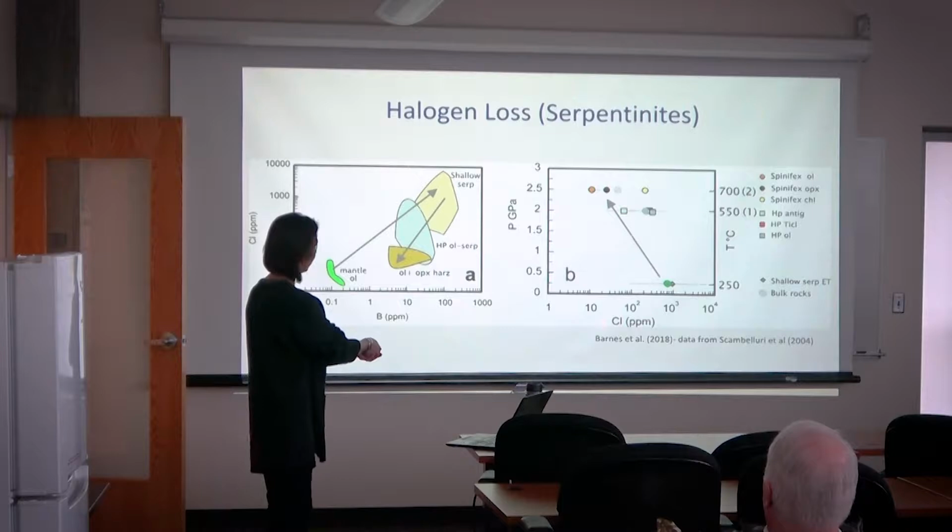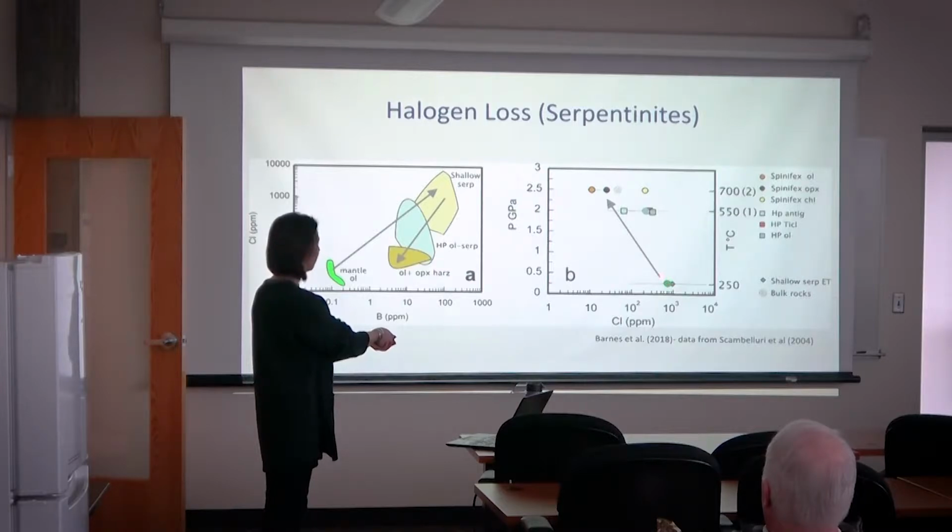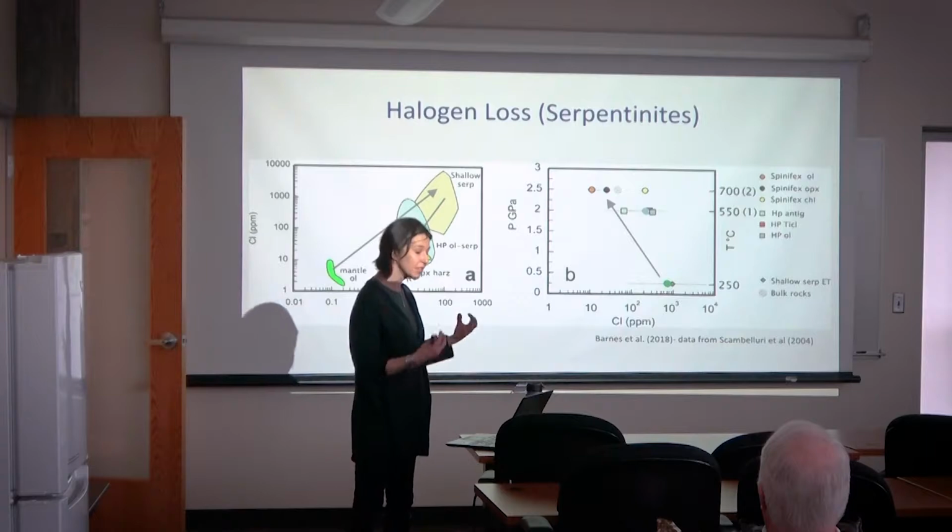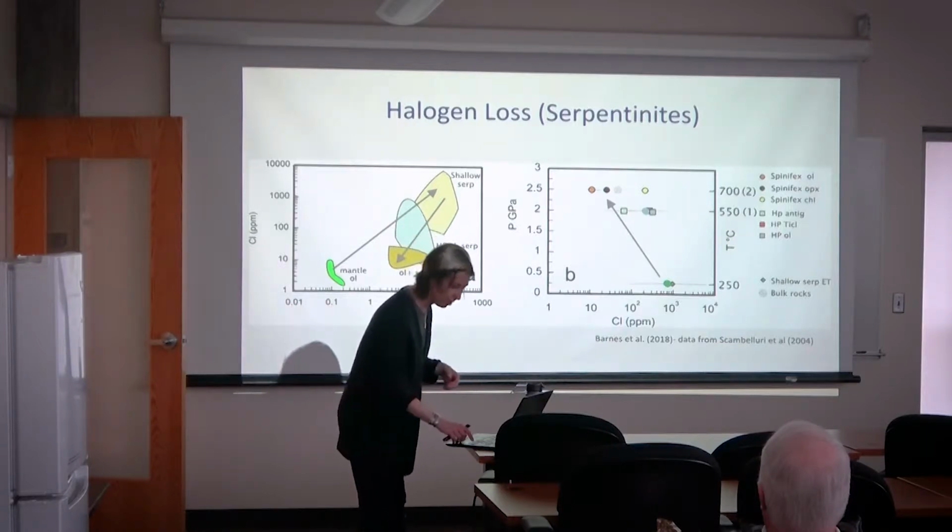Same thing here, I've got chlorine concentration. So you start off with about 1,000 ppm chlorine on average, so this is some work from Barnes, down to about 10 ppm chlorine. So you've lost most of it, but some of it is still left behind, a little bit.